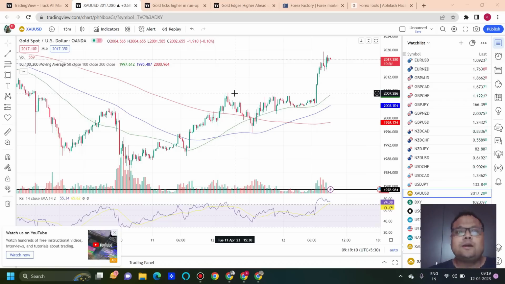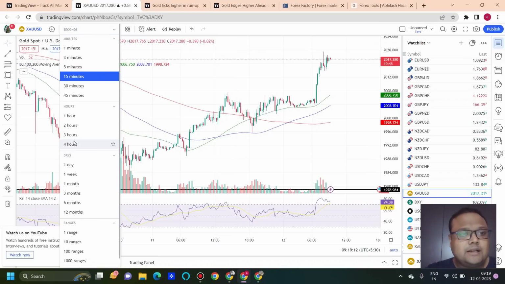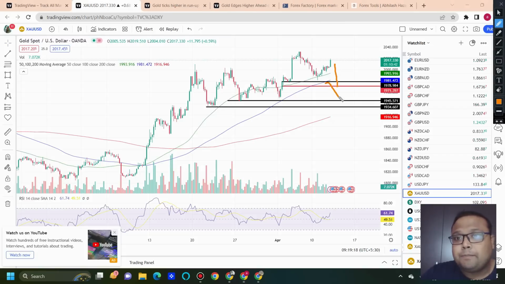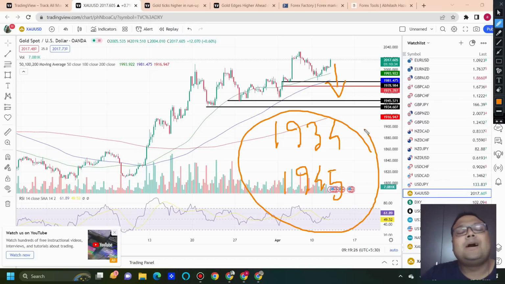And after news, we do have some levels. Let me show you. We have levels around 1945 and 1934. In case gold shows a big drop, then we have support around 1934 and 1945. These are the two levels where you can expect the market to take support in case gold shows a big drop after news. If these levels do not work, we do not have any immediate resistance on the chart of gold.